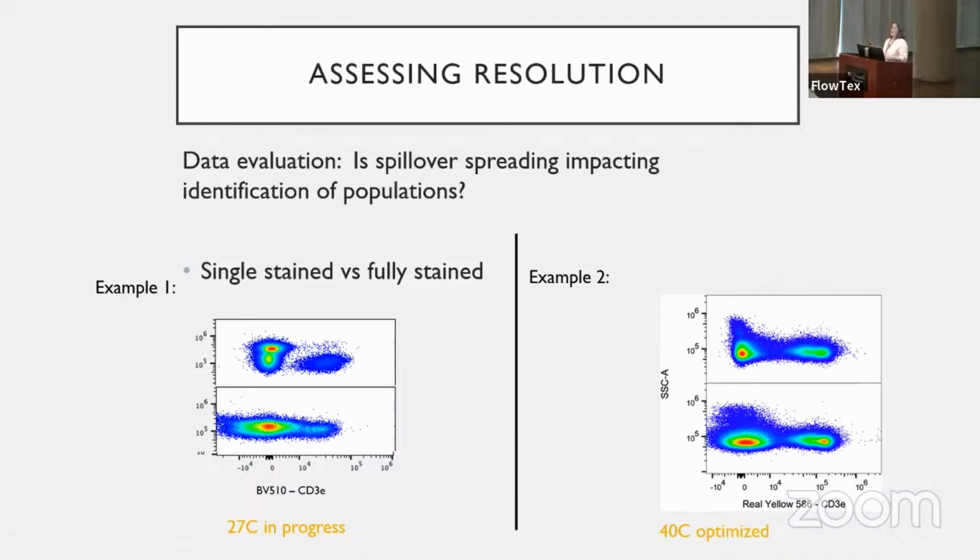What is the resolution? Did my panel design do well? These are my single color, my fully stained. Again, this is another one. This is 27 colors in progress. This is 40 colors fully optimized, where yes, I have spillover spreading, but I can still fully resolve the positives.